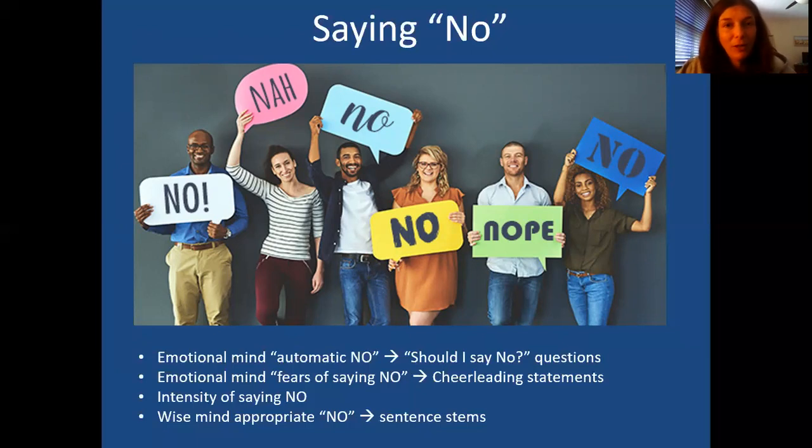So if you happen to be one of those really intense, no, no, no, automatic no people, you might need to lighten up on the intensity a little bit, all right? If you're someone who's fearful of saying no, you might have to increase the intensity a little bit. You might have to be a little more clear about your no, a little more direct about your no, not just super subtle, hoping someone will just figure it out, which may or may not happen, depending on the person. Okay, and finally, we talked about some wise mind appropriate no's.